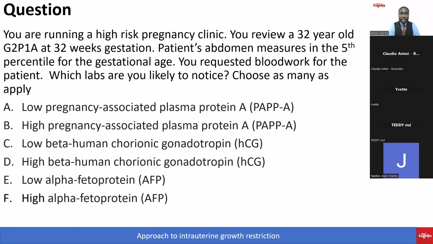A. Low pregnancy-associated plasma protein A. B. High pregnancy-associated plasma protein A. C. Low beta human chorionic gonadotropin. D. High beta human chorionic gonadotropin. E. Low alpha fetoprotein. F. High alpha fetoprotein.